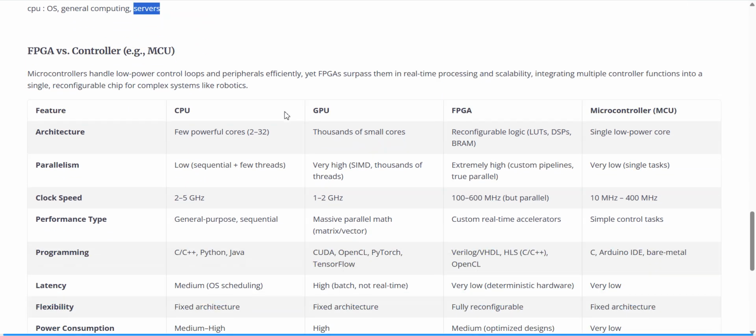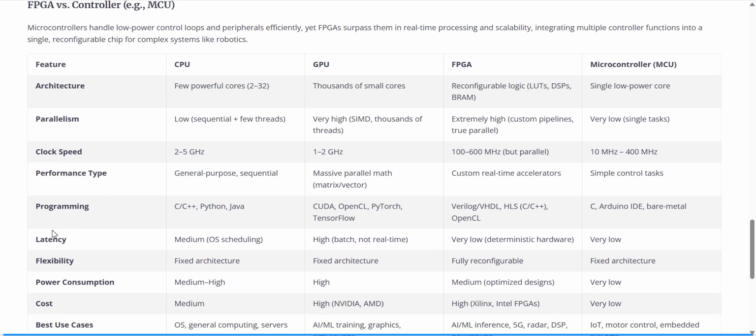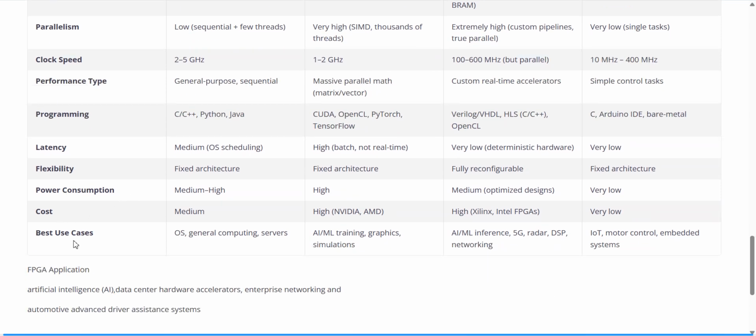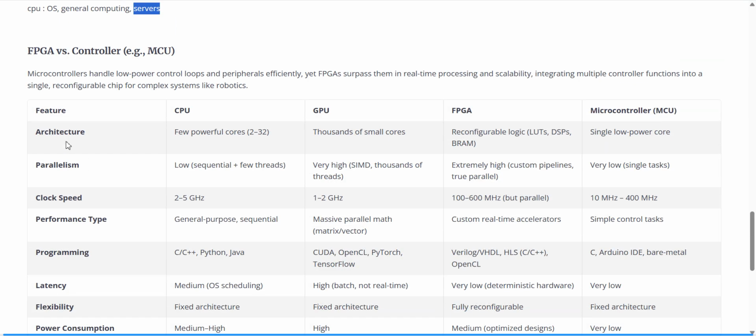Now we will go over the basic differences between CPU, GPU, FPGA, and microcontroller. The main topics are the architecture, parallelism, clock speed, performance, programming language, which language we use, latency, flexibility, power consumption, and costing. What is the best use of each?